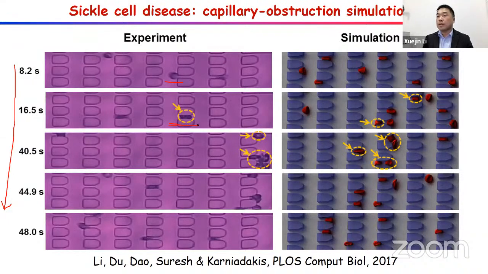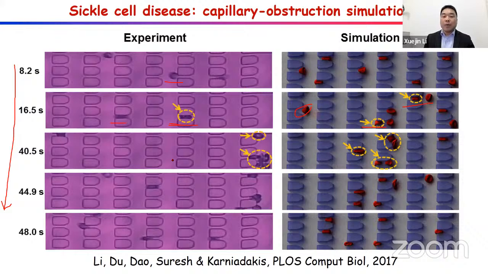Just like this one, they get trapped at the microgate. And also in this one from the simulation, we find two red blood cells get trapped at the microgate. But other red blood cells can still deform and squeeze through the microgate, like this one. They can still pass through the microgate, and also this one. There's no problem for it to pass through the microgate.